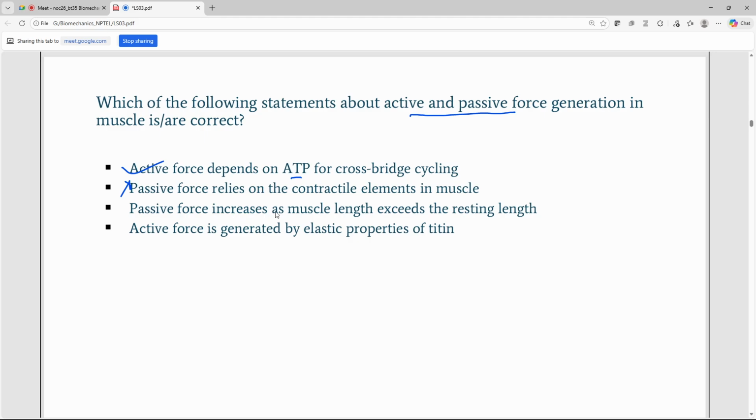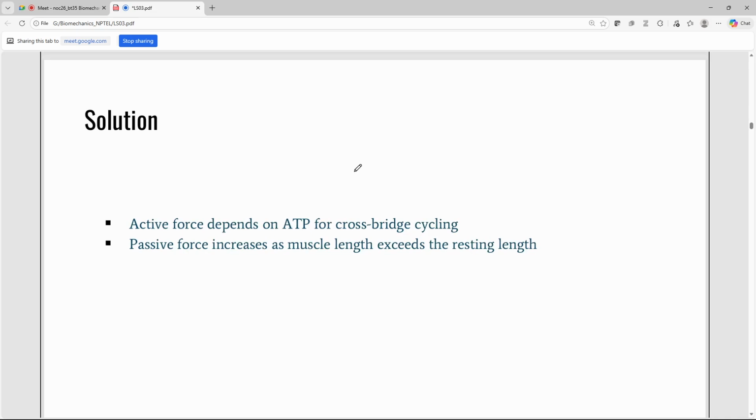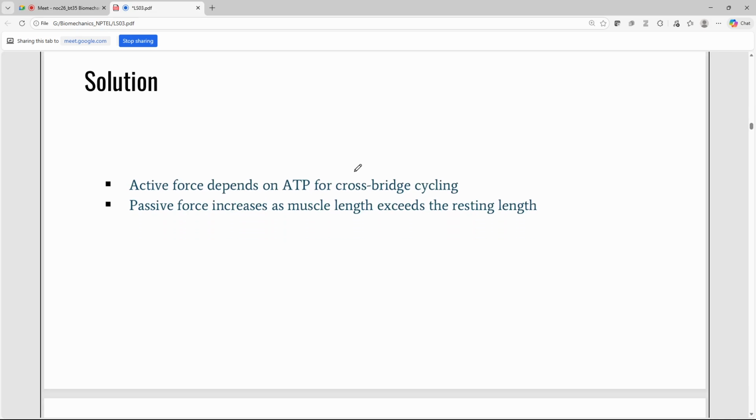Third one, passive force increases as muscle length exceeds the resting length. This is true because passive force forms due to the stretching without contraction. Last one, active force is generated by the elastic properties of titin. No, active force is generated by cross bridge interaction due to calcium and ATP, not titin. So we have two statements true for the question.